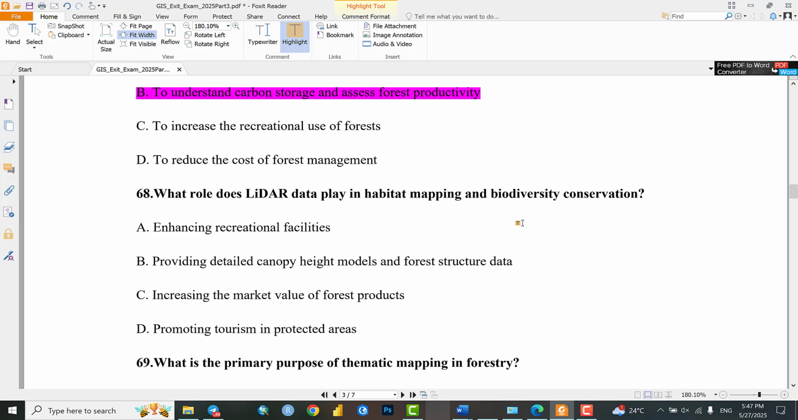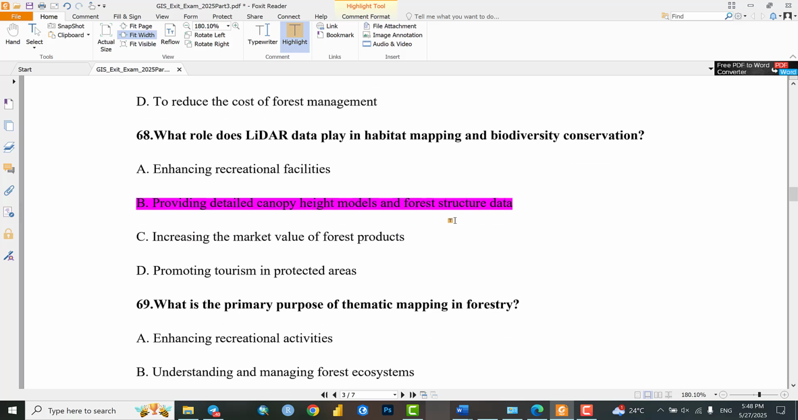68. What role does LiDAR data play in habitat mapping and biodiversity conservation? Enhancing recreational facilities, providing detailed canopy height models and forest structure data, increasing the market value of forest products, promoting tourism in protected areas. So it provides detailed canopy height models and forest structure data. When we are talking about GIS and remote sensing applications in natural resource management, especially in forestry, we are dealing with data structure, model, and modeling. So the answer is B.